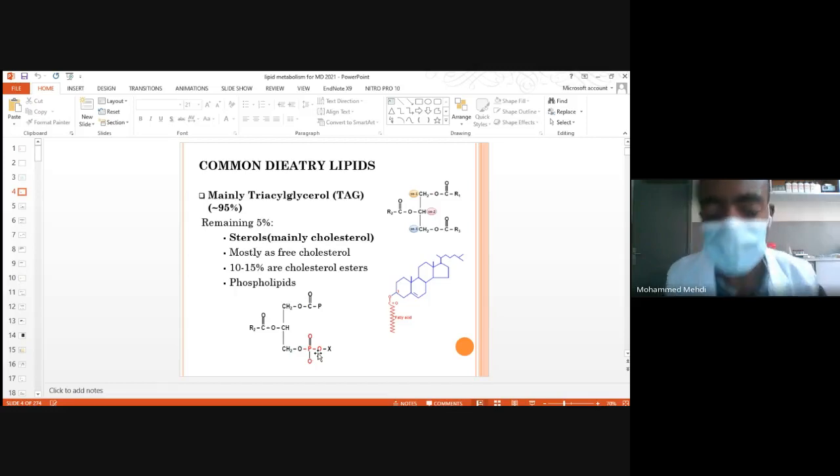So these are the 3 major types of lipid found in our food. The dominant one is triacylglycerol, and the remaining 5% is made up of cholesterol ester and phospholipid.